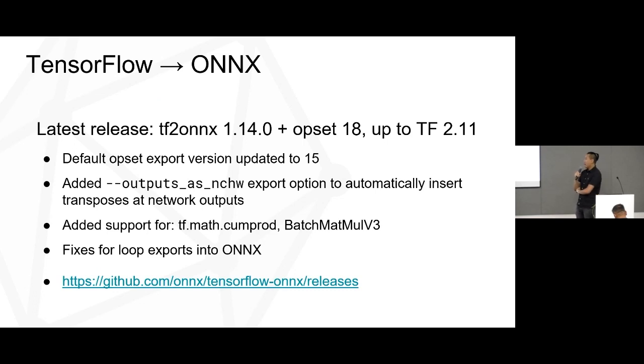Some of these include, sometimes we were exporting infinite loops. Sometimes we were using very large default values for the trip limit, and all of these have been fixed. So if you want more information, you could check out the tensorflow-onnx release page on GitHub.